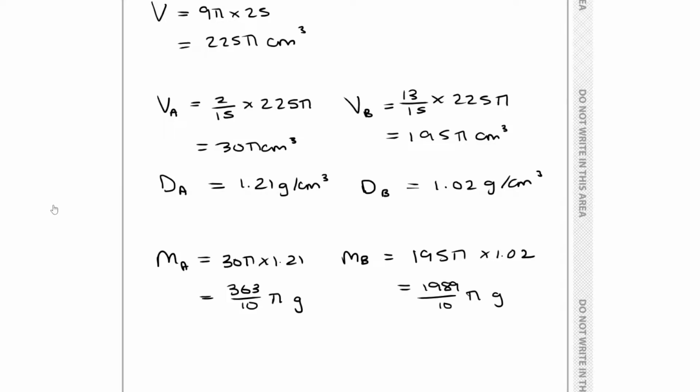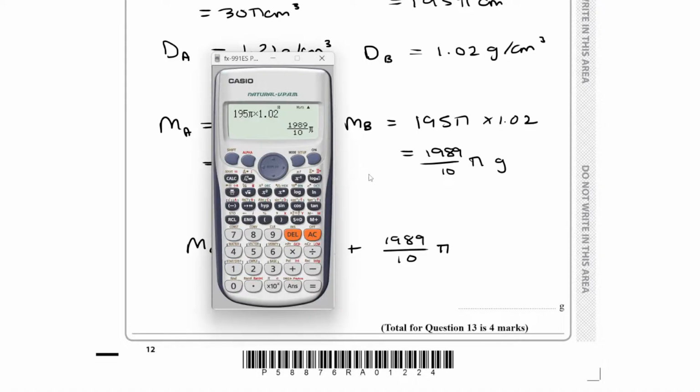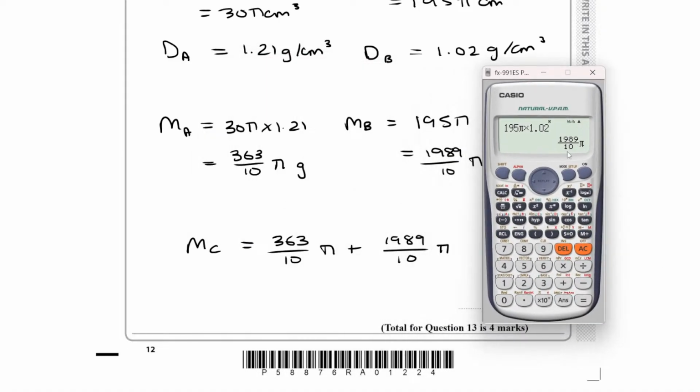And then, because they've asked for the mass in the container, that's just the mass of C. So that's both of them added. So just literally add them. That's why I kept them as pi, because I knew that at the end I was going to have to add them. I've still got that answer there, so I'm just going to press add. You could also store all the numbers in your calculator if you wanted to do it that way instead, that's fine.